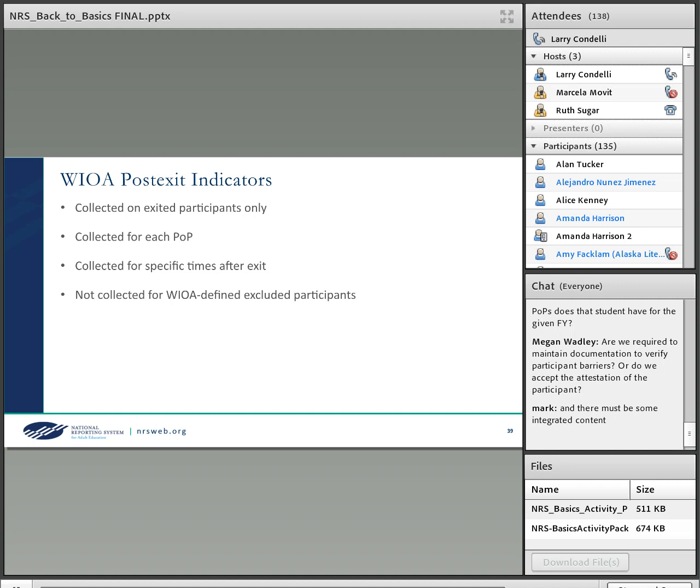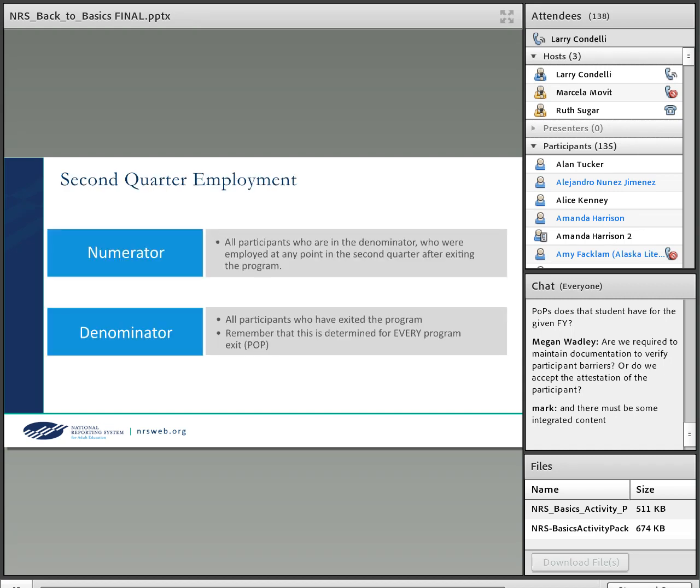But for many of the indicators, for the employment indicators that we'll talk about next, the second quarter employment, these are actually applied to all participants except for this excluded group that I'll talk about. So after the second quarter after exit, you have to determine, did the participant get a job anytime during that quarter? And if so, they are counted in the numerator. And as I said, that applies to everybody who exits the program, with the exception of excluded participants, and it has to be calculated and collected for each POP. So if a participant has 2 POPs, for example, you have to collect this information twice during the year.